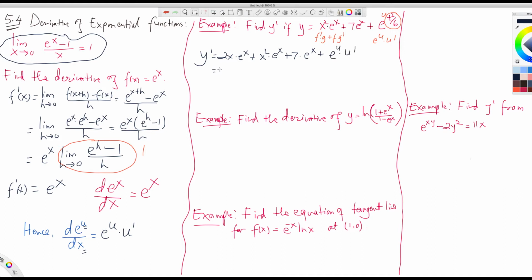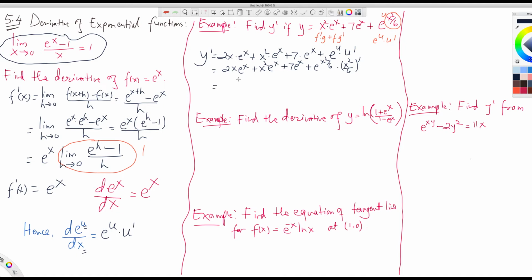So let us plug in those values. So 2x times e to the x, plus x squared times e to the x, plus 7 e to the x plus e to the x squared over 6, right? And then times, what is the derivative of x squared over 6? Oh, by the way, this should be x squared, I'm sorry. So the derivative of e to the x squared over 6 is basically like e to the u, right? So e to the u times the u prime. But what is e to the u? e to the u is e to the x squared over 6 times the derivative of x squared over 6, right? x squared over 6, prime.